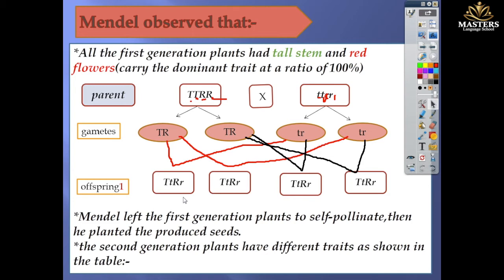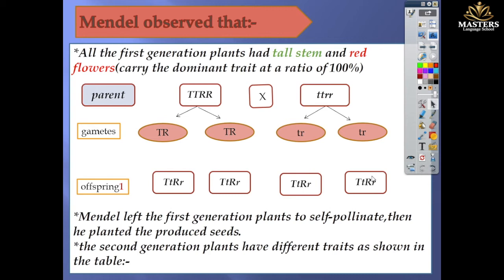This means he took from the first generation plants like parents of the second generation: tall stem with red flower, tall stem with red flower. But pure or hybrid? Yes, hybrid. Let's see the second generation. But before we see the second generation, we have a lot of gametes, so we will put them in a table of 16 cells to make it easier, like that.